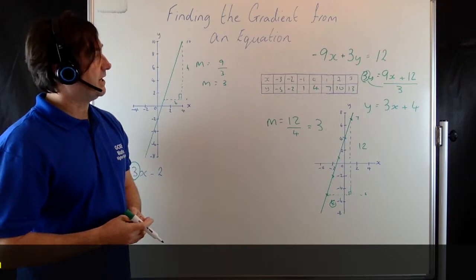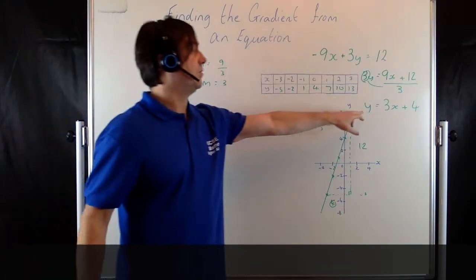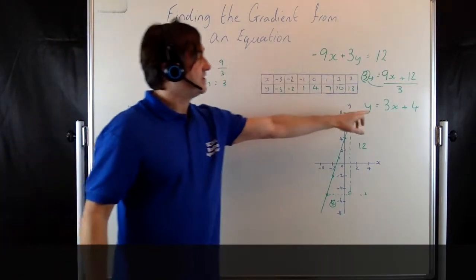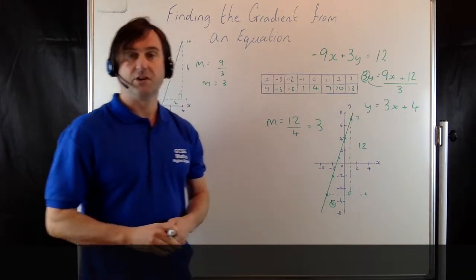So what we can say about this is, as long as we've got our equation for our graph as y equals something x plus something, the number that's next to the x is what tells us what the gradient of the graph is.